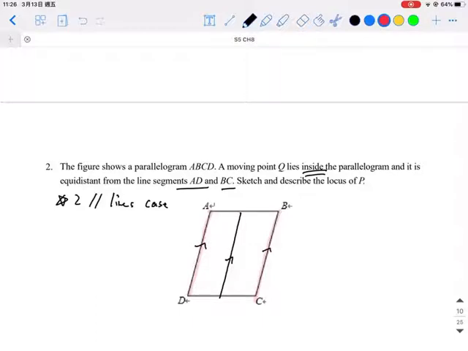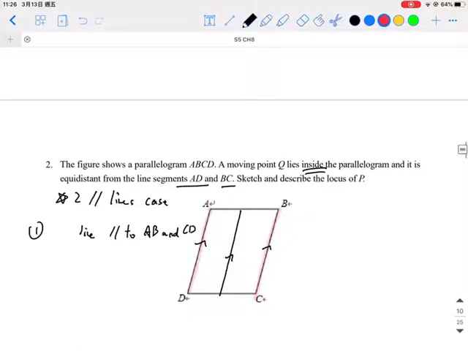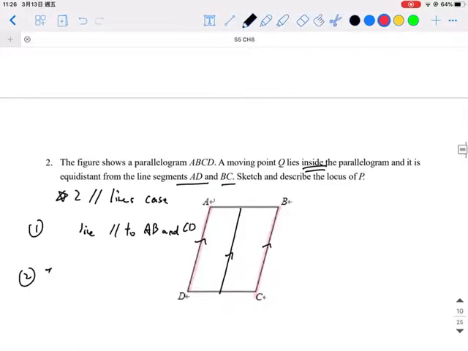So how can I describe it? The first is a line parallel to AB and CD. And the second is joining the midpoints of AB and CD. Okay, so we finish question number 2.